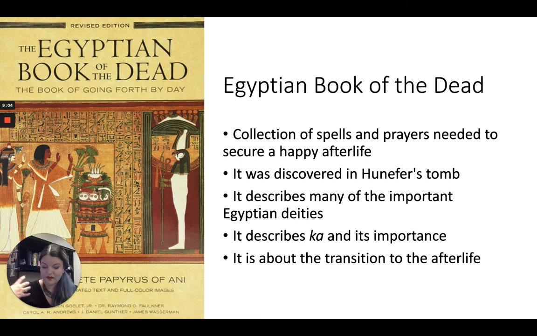And what actually is it? Well, it's a collection of spells and prayers that are needed to secure a happy afterlife. So it's kind of the recipe book for how to make sure your ka is taken care of in the next life and goes to the good place, to the place you want your soul to go. And it also describes many of the important Egyptian deities, because remember, we said on the last slide that one of the important things to get to the good afterlife is glorifying the gods and the deities in your life on earth, right? So it makes sense that this book, that's sort of the instruction manual to get your good afterlife, talks a lot about the important Egyptian deities. It talks about the ka quite a lot and its importance. It also talks about the specific steps in the transition to the afterlife, which is pretty interesting.